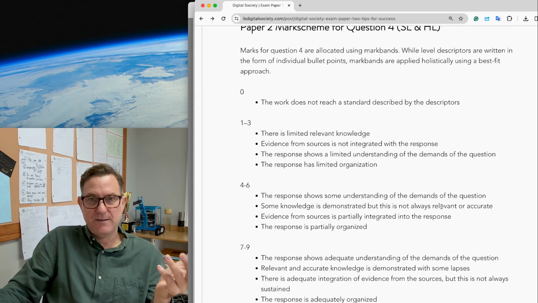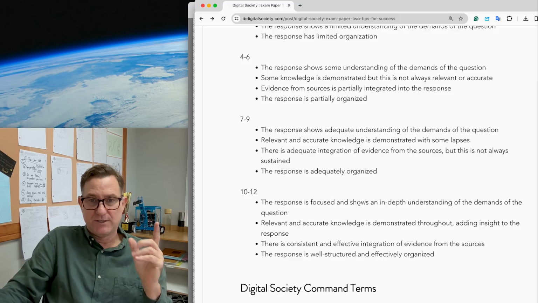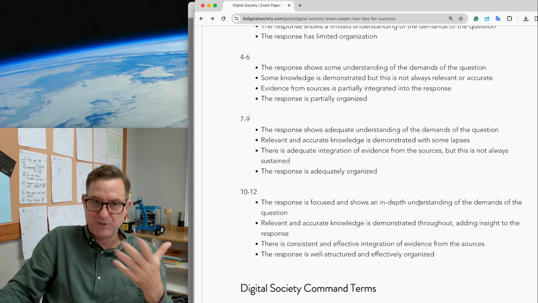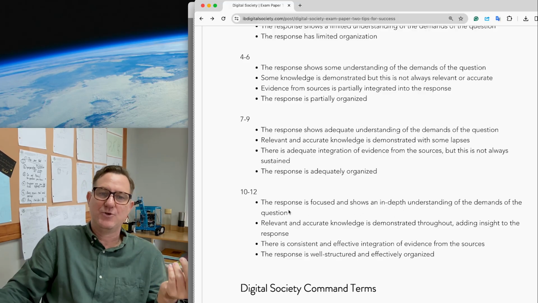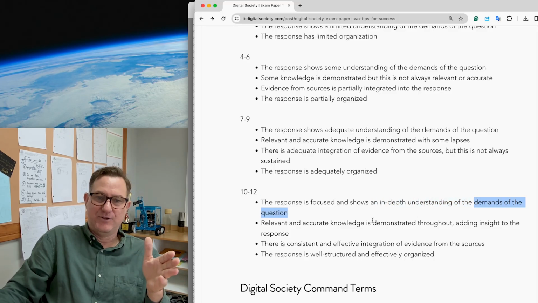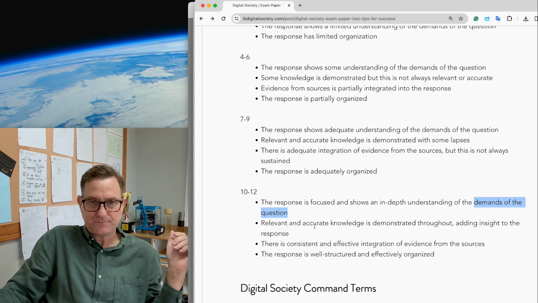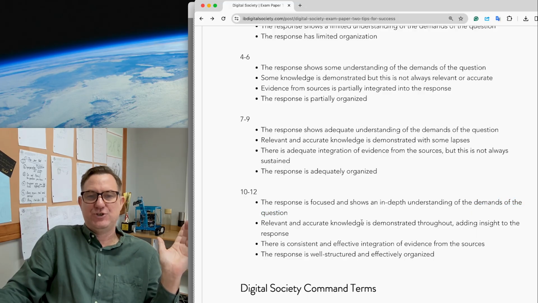Okay, here's the mark scheme, this is for question 4, and it's worth 12 marks. We've already talked about these things, in-depth knowledge. You need to answer the question, which is really important, you need to respond and answer the question. Every aspect of that question needs to be addressed. Relevant and accurate knowledge. Now, adding insight, this is an interesting one.